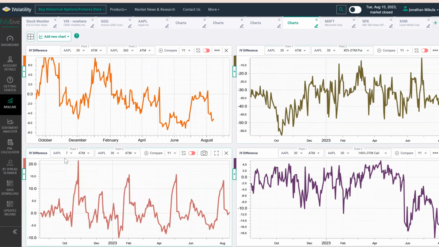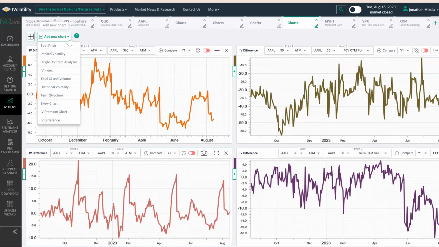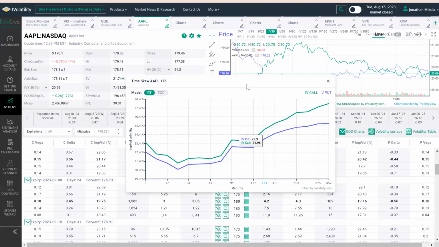And then here I was comparing Apple's short-term implied volatility, 7 days, versus the most popular one, which is 30 days out. So you can see where that relationship gets pretty wonky, where something that expires in 7 days is a lot more expensive than something that expires in 30, and then vice versa. So those are all the different chart types, the 10 different chart types that are available within the tabs. Again, some of these, like single contract analyzer, term structure, and skew, you can also find here.